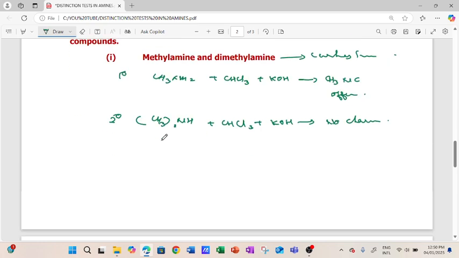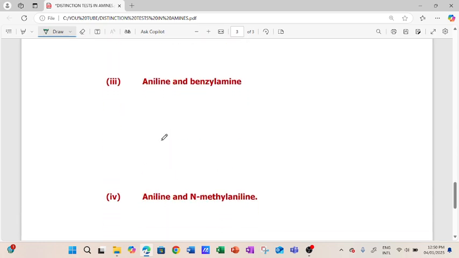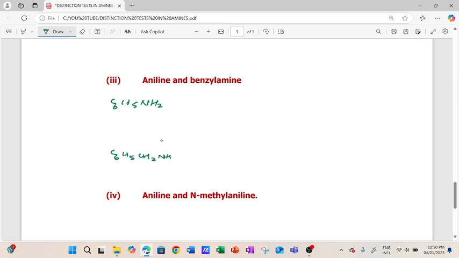I'll be discussing a question here. Aniline and benzylamine. Aniline is C6H5NH2. It is completely aromatic amine. But benzylamine is C6H5CH2NH2. Here NH2 is not directly attached to the benzene ring. It is attached to another carbon atom. Means it is connected through another carbon with the benzene ring. So it's not completely aryl. It is half aryl and half alkyl. This is completely aryl, aromatic. So in this case, the first one, aniline, first you do diazotization.